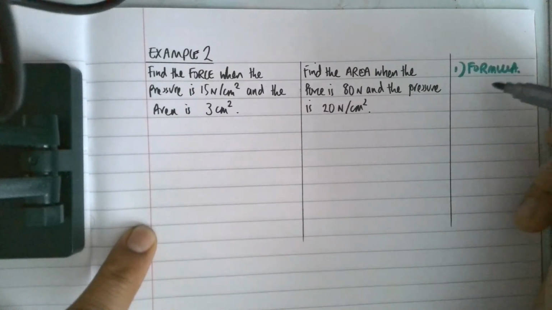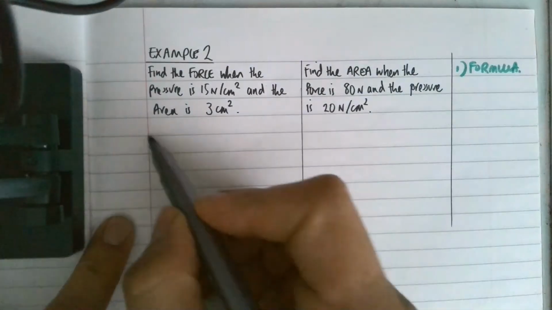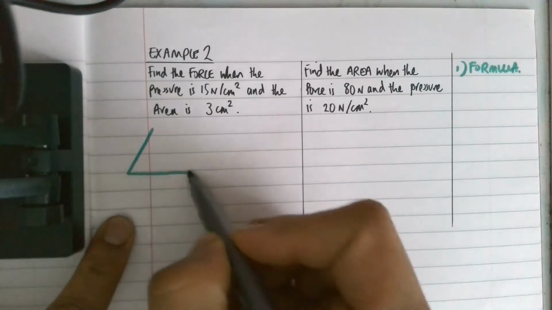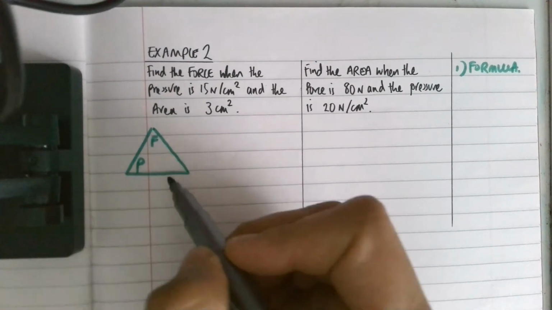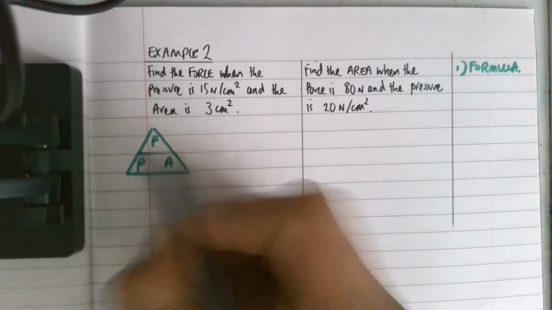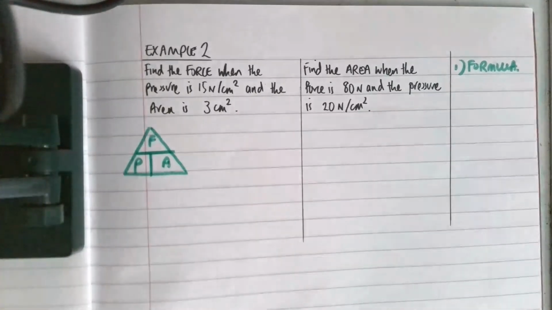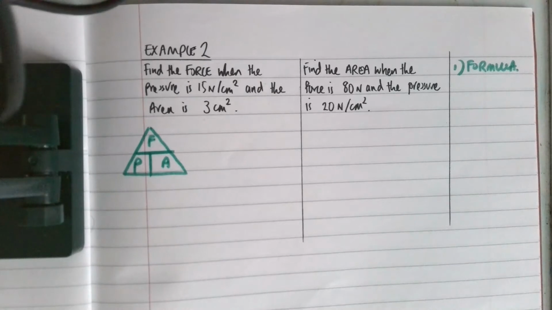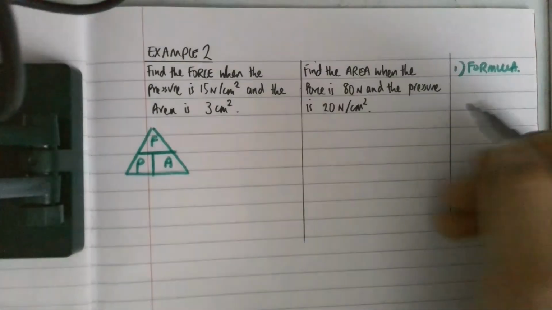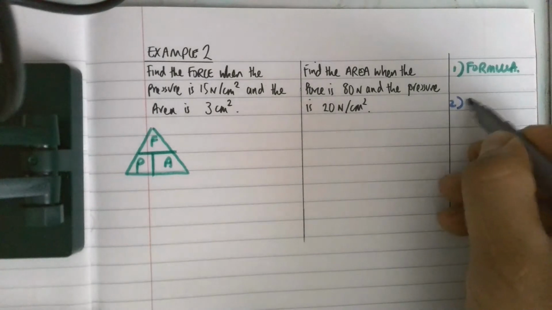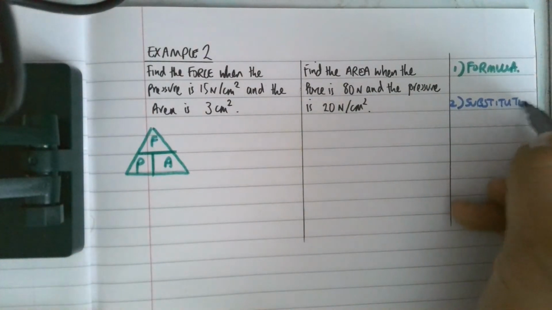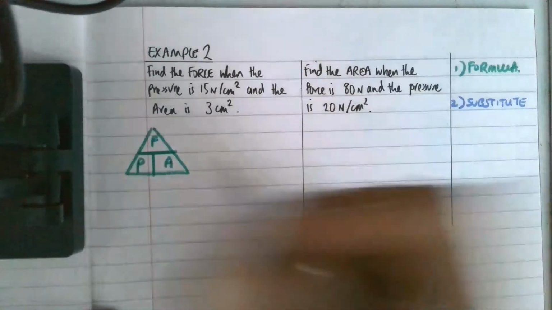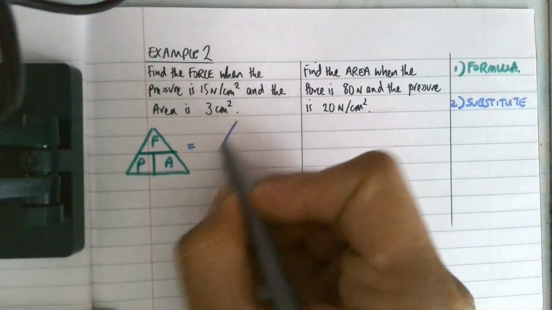So the first step is going to be just to write the formula, again in the form of the triangle, because it's easier to do the rearranging. So pressure equals force divided by area. And the second step is just going to be to substitute. That has to be a step on its own to make sure the numbers are in the right places, so that when we do the calculation it's going to be correct.